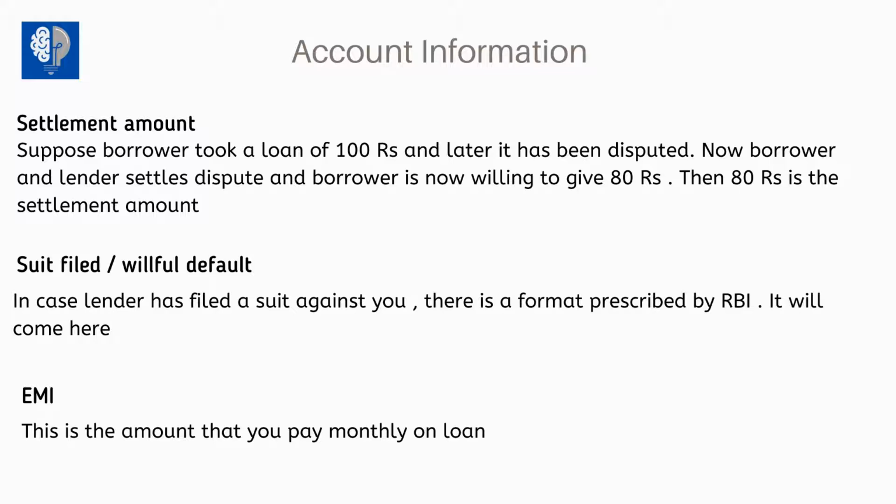The next field is suit filed or willful default. Suppose a lender has filed a case against you, then there is a format which RBI has given. So all the information will come here. So we'll get to know whether anybody has filed a suit against you. The sixth point is EMI. EMI, everybody knows, is the amount that you pay monthly on a loan. So that EMI will come here.